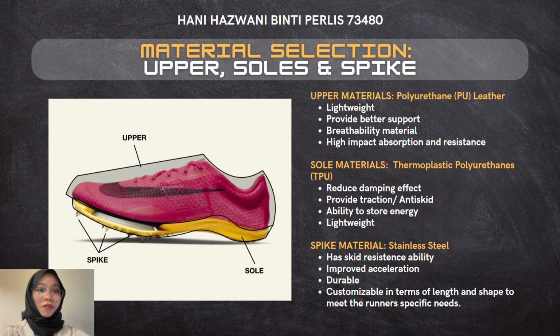For the soles part of the shoes, we are using thermoplastic polyurethane, TPU, because it reduces the damping effect and provides traction or anti-skid. The material is also able to store energy as the foot lands and release it with each stride, which will maximize the energy return while running, and it is lightweight. For the spikes part of the spike shoes, we will be using stainless steel due to its skid resistance ability, improved acceleration, and durability, and it is customizable in terms of length and shape to meet the runner's specific needs.